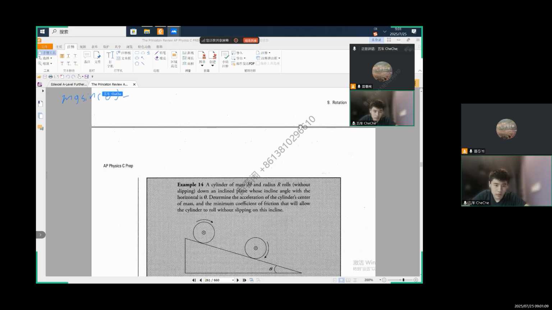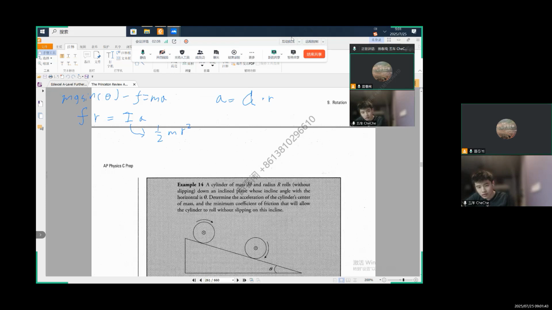This is what ChatGPT did, actually. And then, Newton's second law, right? And then, because it's not slipping, its acceleration has to equal the angular acceleration times r. If you are, let me think about it. The second equation, let me ask you.